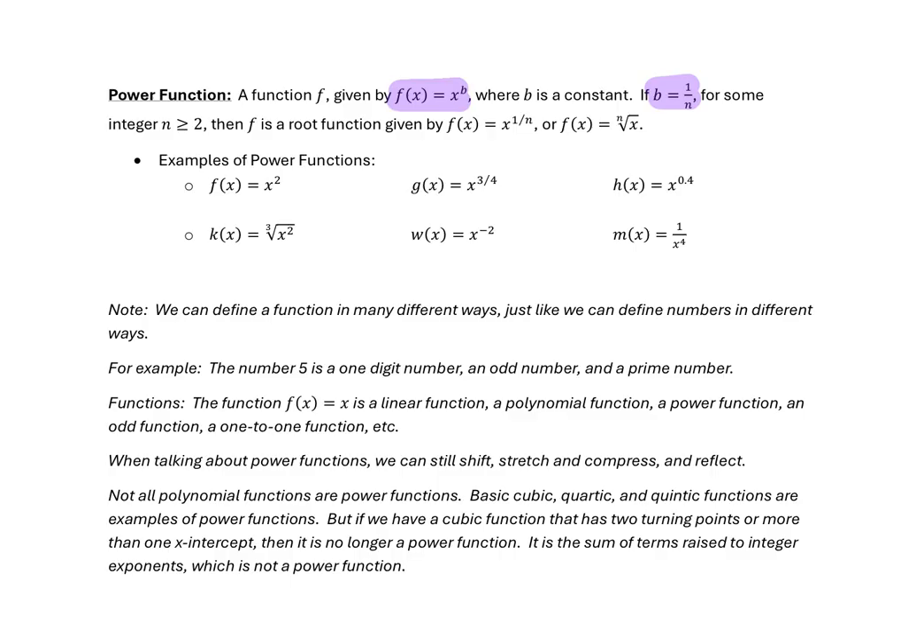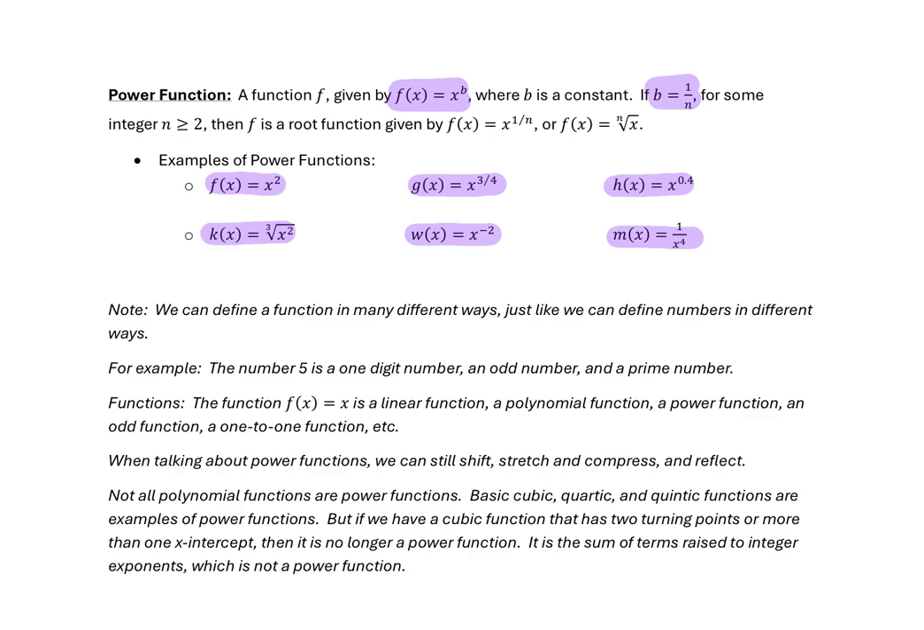So, for instance, examples of power functions: f of x equals x squared is a power function. G of x equals x to the 3/4 is a power function. H of x equals x to the 0.4 is a power function. Roots are power functions. We can rewrite them as x raised to something. We can also have negative exponents. X to the negative 2 still satisfies the requirement.